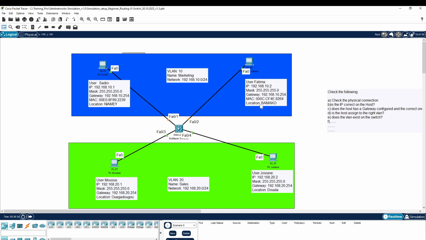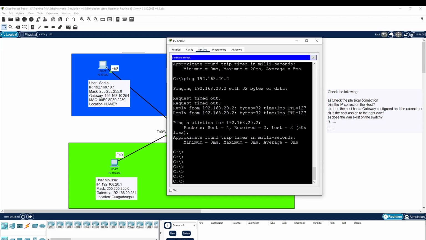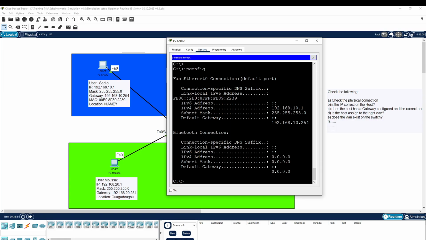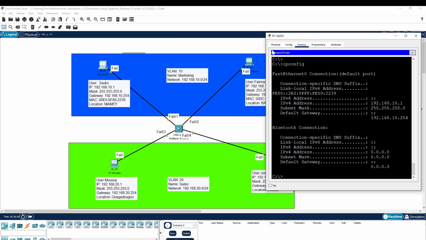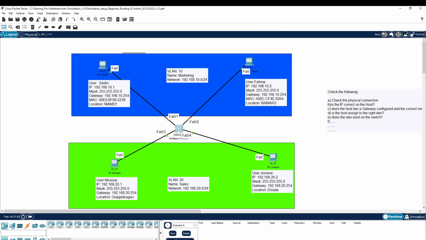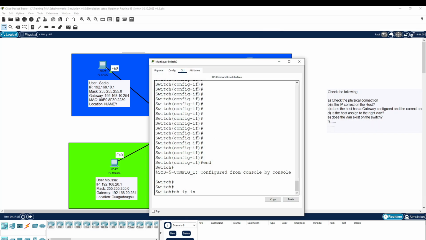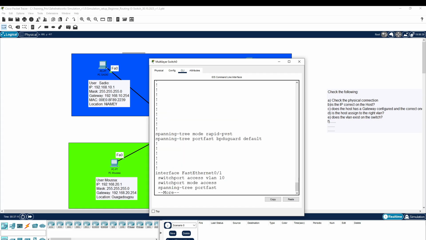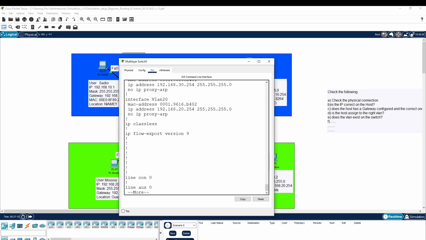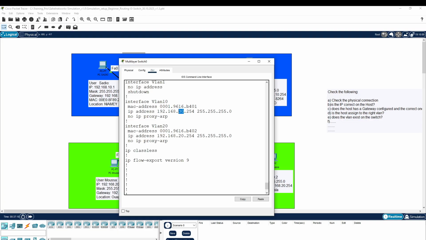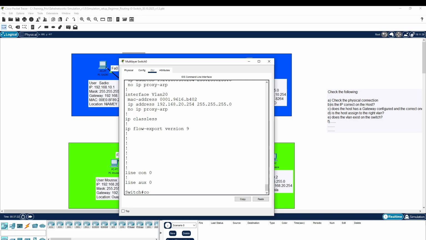The first question would be to check the physical connection, but we are not going to check it here. We know they are correctly connected. Is the IP correct on the host? We can check right here. If the IP config is correct here, oh, it is correct. The gateway is correct, but where is the gateway configured? The gateway 192.168.10.254 is configured on the multi-layer switch. Is that gateway correct? I can make sure with show run. Look right here. It should be .10 in the third octet, but here it is 30. That means the gateway is not correct.